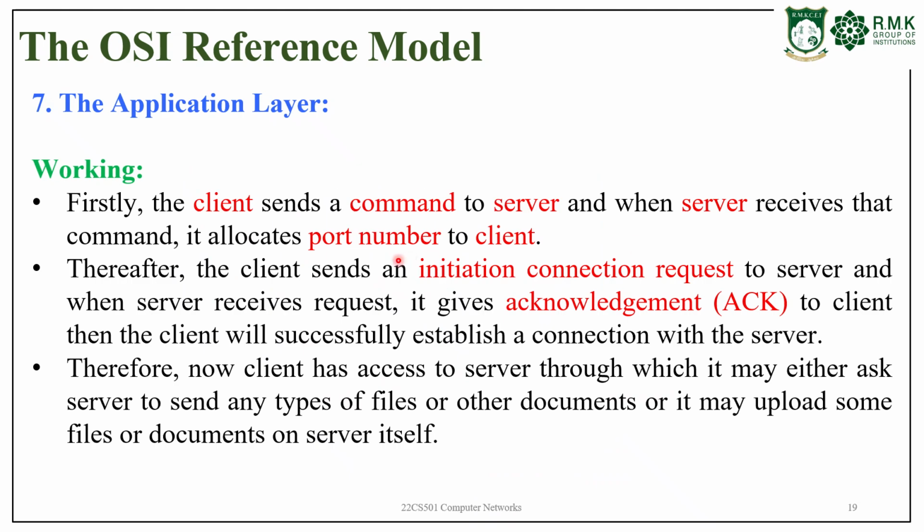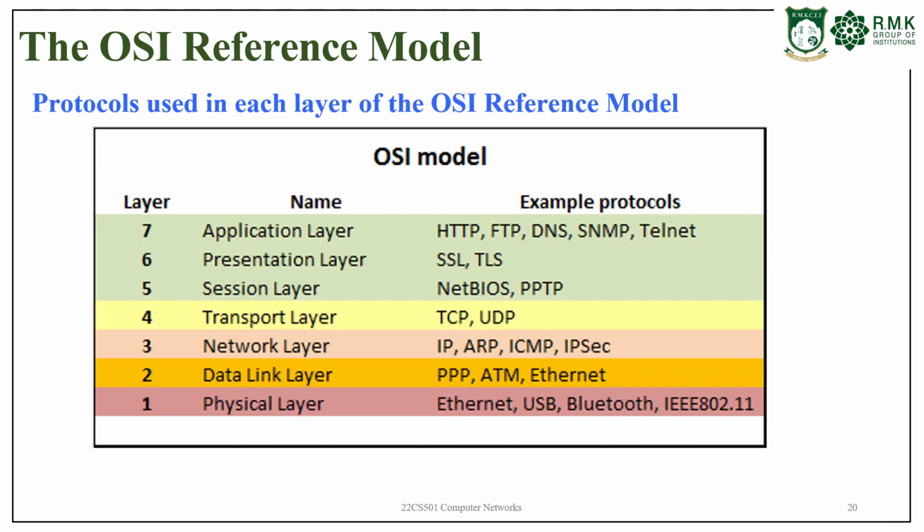The working of the application layer: the client mainly sends a command to the server, and the server receives the command, allocating a port number to the client. Then the initiation request will be sent to the server. Once the request is received at the server's end, it sends an acknowledgement to the client. Once the acknowledgement is received by the client, it means the session, that is the connection, is successfully established between the client and the server.